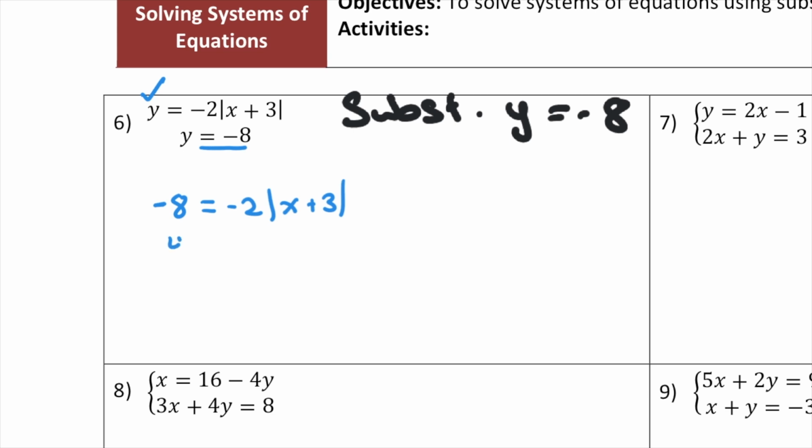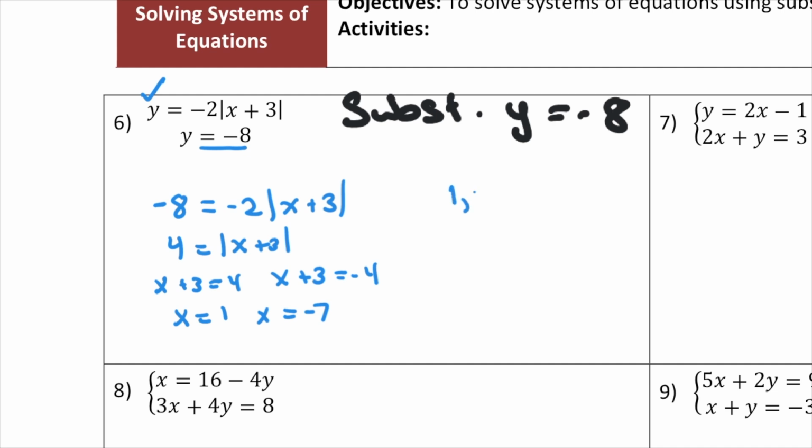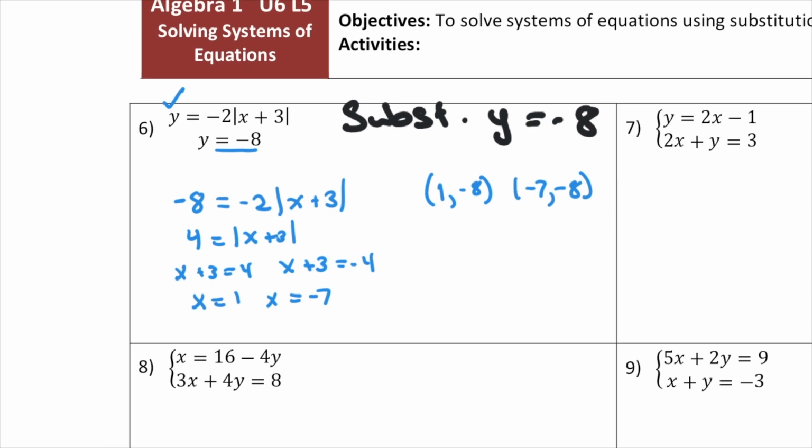Once we have that solved, we get 4 is the absolute value of x plus 3. Split this open, so we'll have x plus 3 equal to 4, and x plus 3 equal to negative 4. So x is either equal to 1 or x is going to be equal to negative 7. So this one actually has 2 solutions. Your x value is 1, while the y value is negative 8. And your x value is negative 7, while your y value is negative 8. So 2 solutions for question number 6.